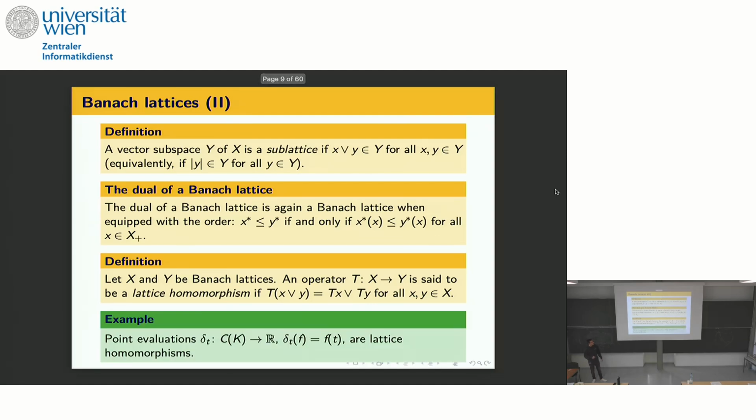An example of a lattice homomorphism that will be important is that of point evaluations in C of K. Remember that in C of K, the order structure is pointwise, so these are actually lattice homomorphisms.